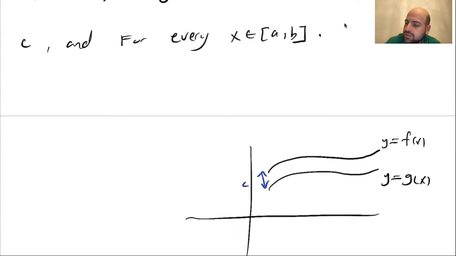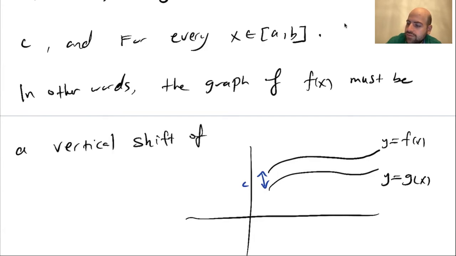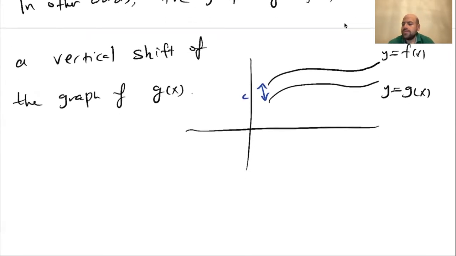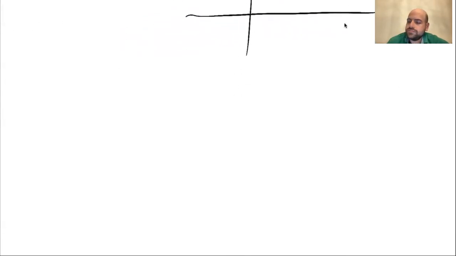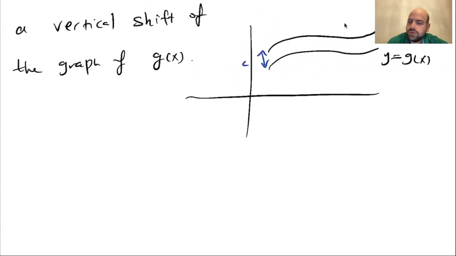So I can say, in other words, the graph of f of x must be a vertical shift of the graph of g of x. Okay.